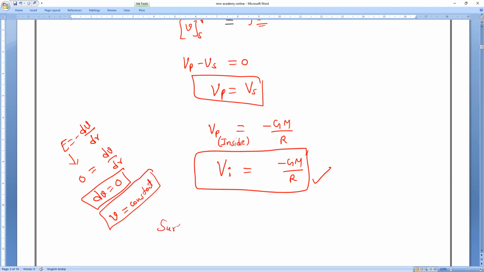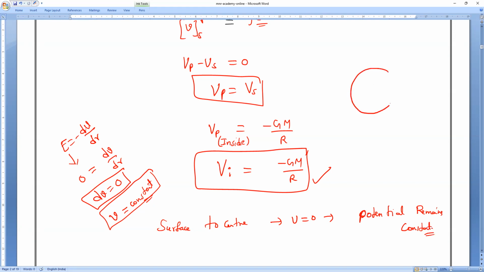So from the surface to the center, please remember, for a hollow sphere, the change in potential is 0. So that is why the potential remains constant. That is the reason why, from the surface to the center of a hollow sphere, the potential is always minus Gm divided by R. That's all it is. It remains unchanged, remains constant.